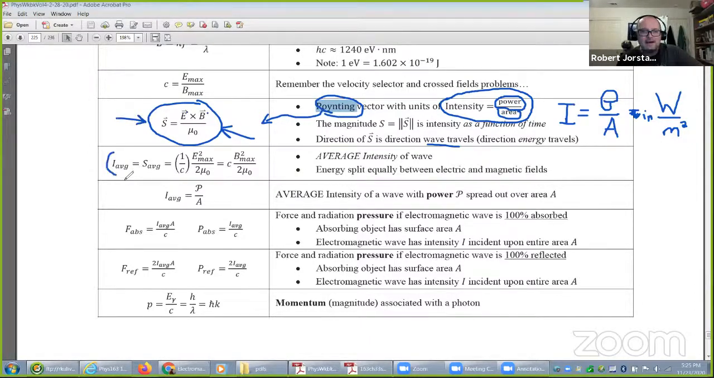On average, the average intensity gets this factor of 2. Do you see that? So that comes from the average of a sine wave.